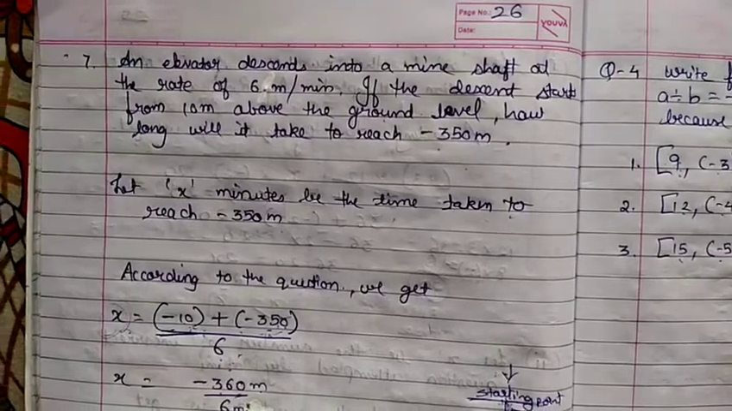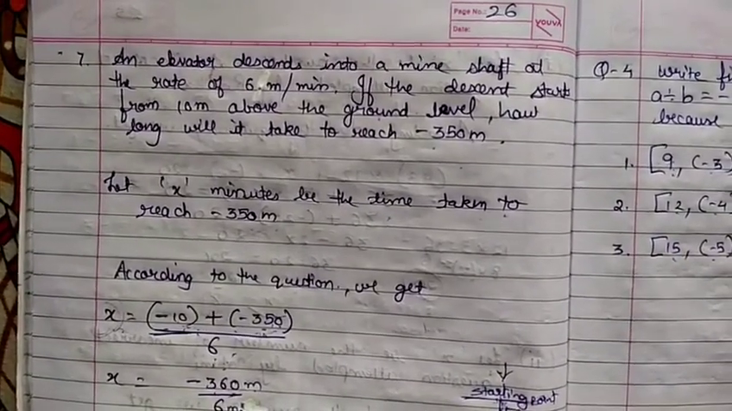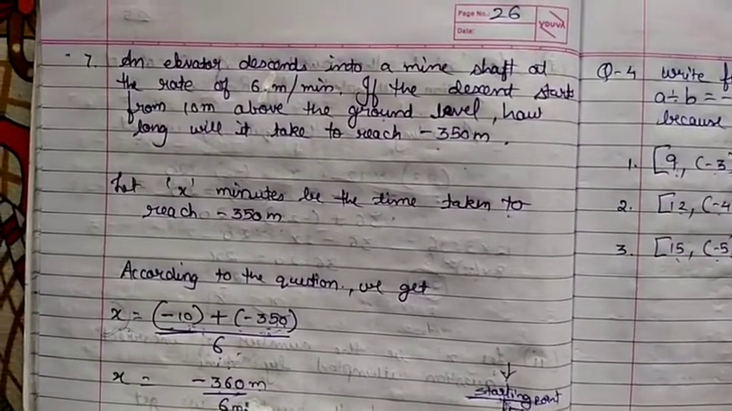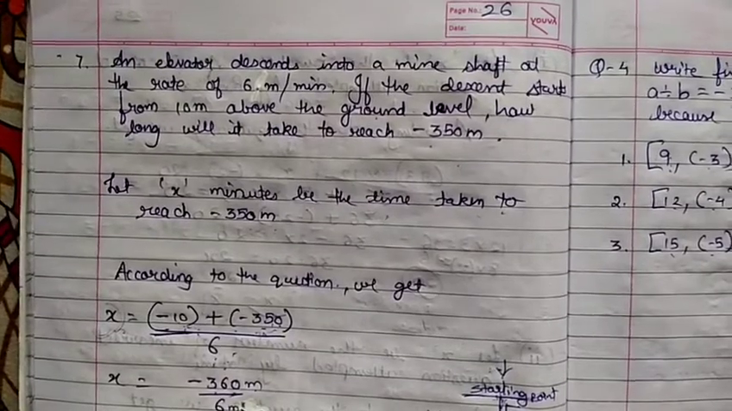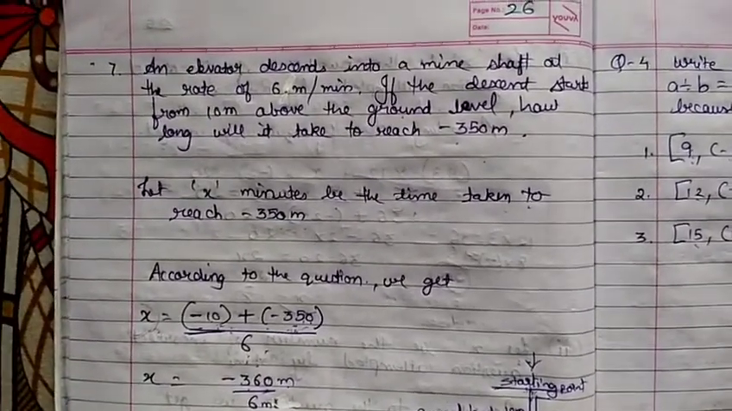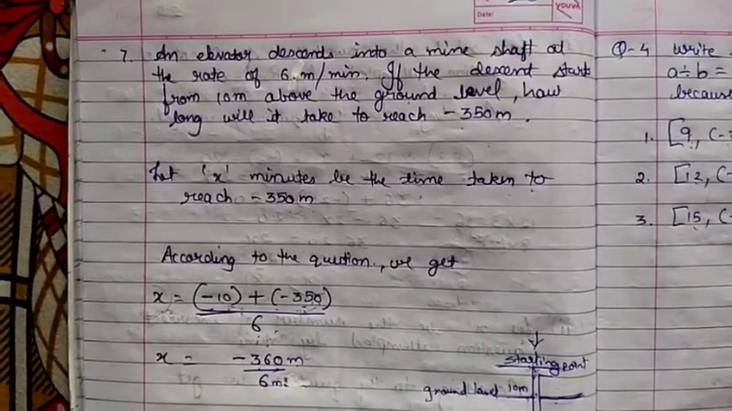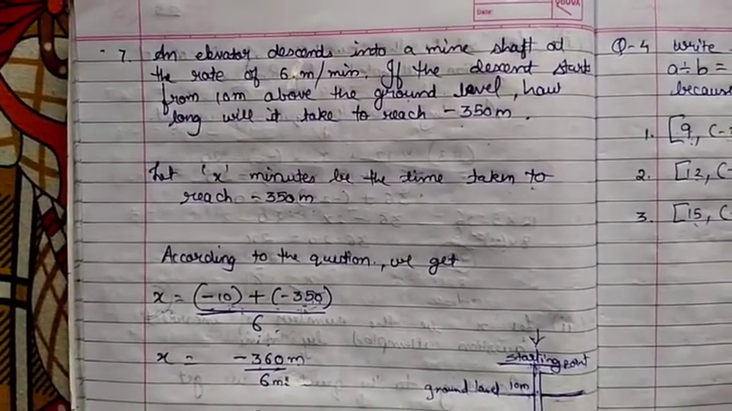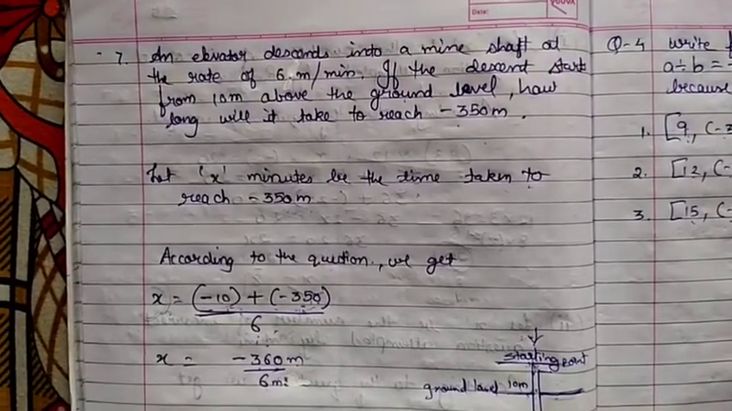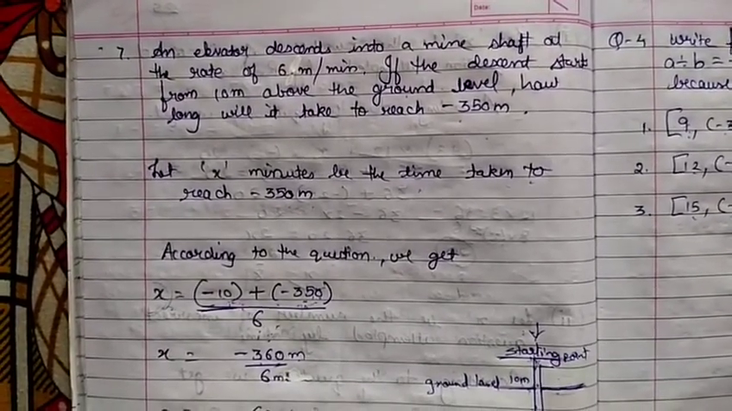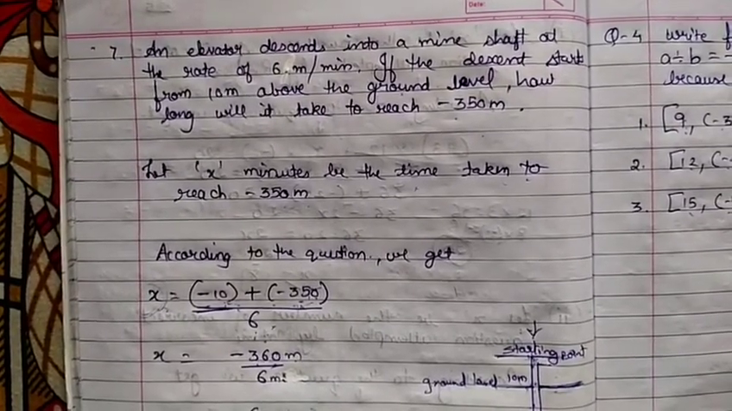An elevator descends into a mine shaft at the rate of 6 meter per minute. If the descent starts from 10 meter above the ground level, how long will it take to reach negative 350 meter? Now dear student, here one elevator is there. It descends into a mine shaft. Descent means it goes downward. And the rate of going is, it covers 6 meter per minute. Now the elevator starts from 10 meter above the ground level.